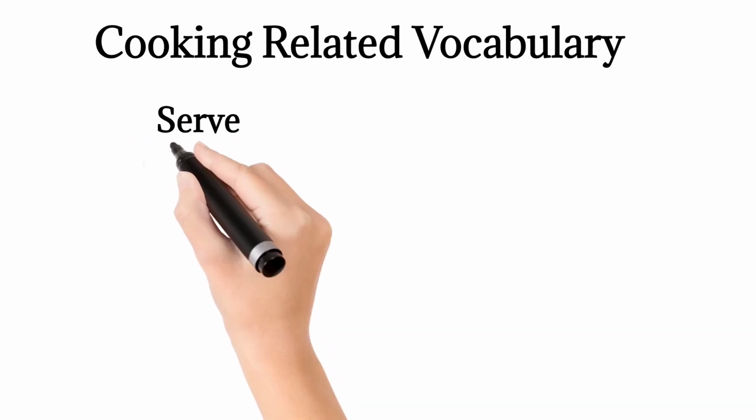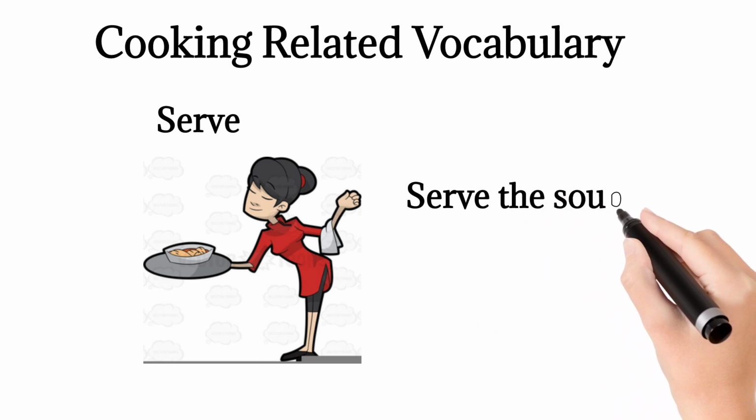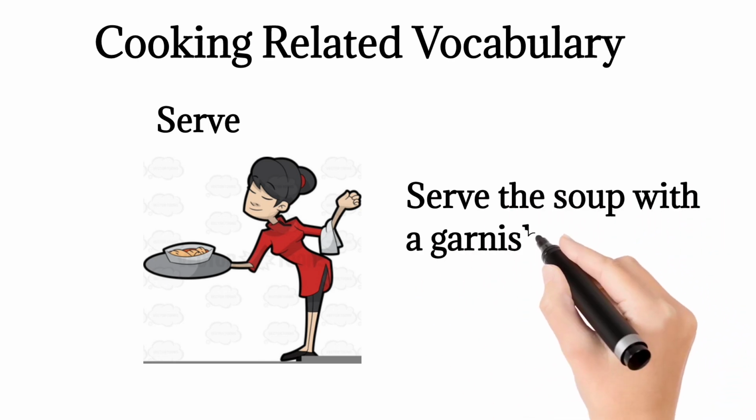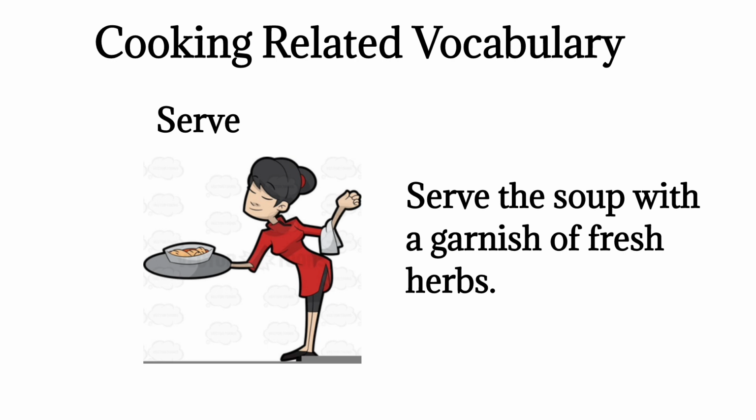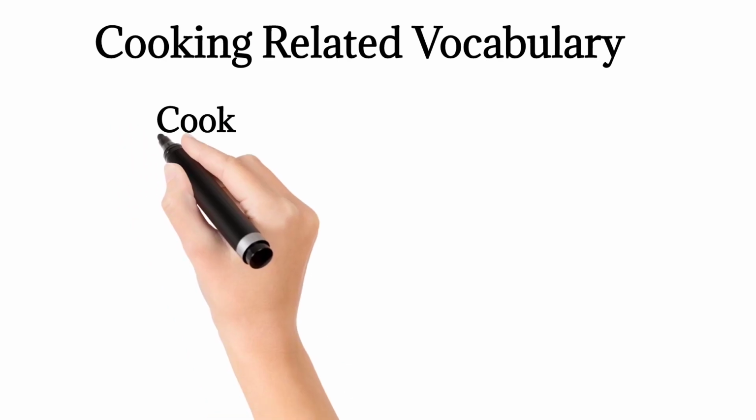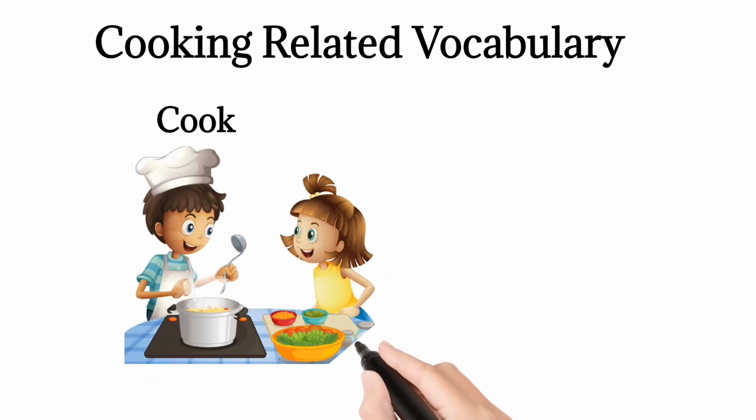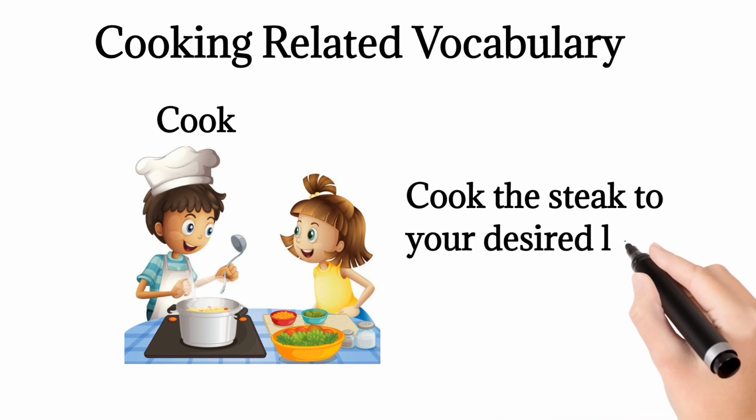Serve. Serve the soup with a garnish of fresh herbs. Cook. Cook the steak to your desired level of doneness.